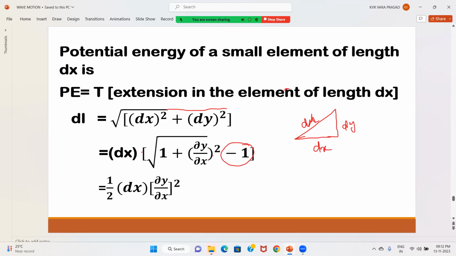Okay. Now, when dou y by dou x is very small, the square of that is also very small. Then we can take an approximation. I am writing that one. It is just like (1 plus x) whole power n is equal to 1 plus n into x. Here n equals 1 by 2, since it is a square root. Minus 1 not there. Then see what we get. Half.